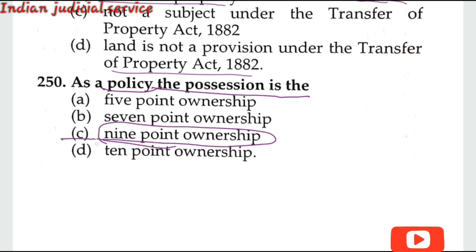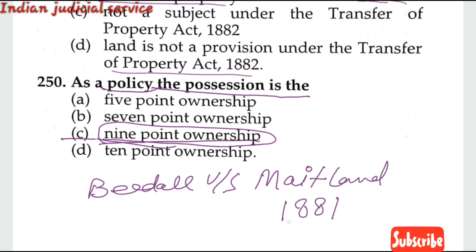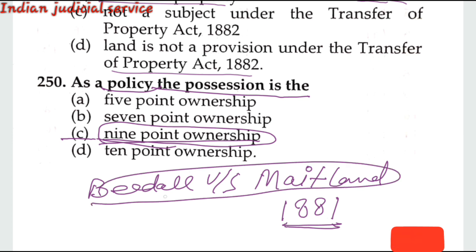So this thing is provided in nine point ownership, and it is clearly expressed in the case of Vidal versus Maitland, 1881. This is an English law case. In this case, this law of nine point ownership, the policy of possession, is provided.